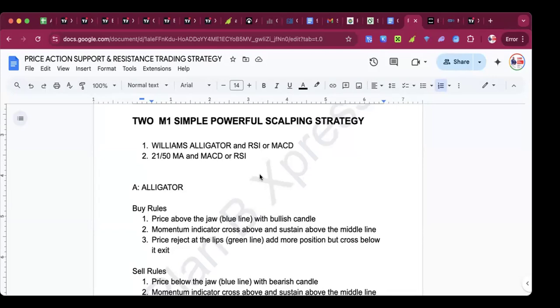I've been seeing a lot of people use the alligator indicator wrongly. Sometimes they just say, okay, when it crosses, that's when I buy. You can sometimes come in too late using the alligator. But listen to me, you cannot be effective even using an indicator if you don't understand price action.